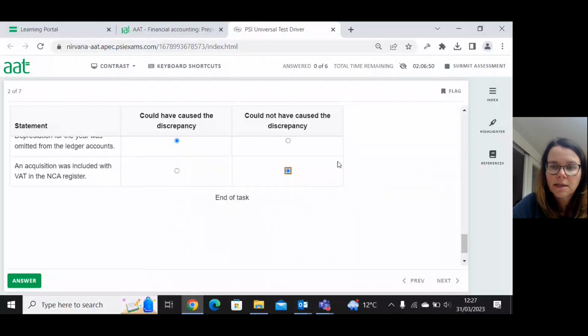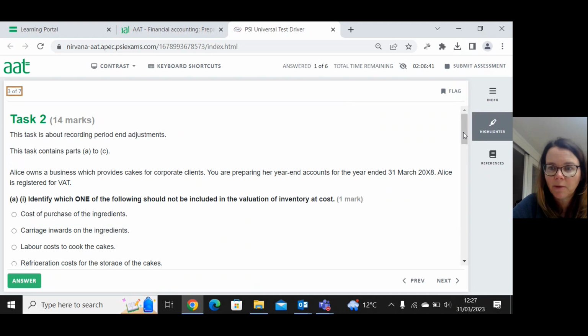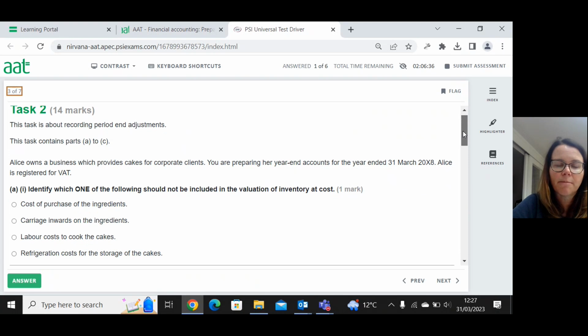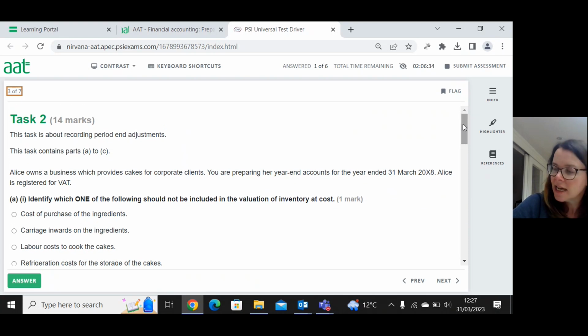Hi, this is the second task of the first AAT FAPS exam. So I'm just picking up where I left off. So I answered that one. I'm now on to the second task, 14 marks, about recording period end adjustments.